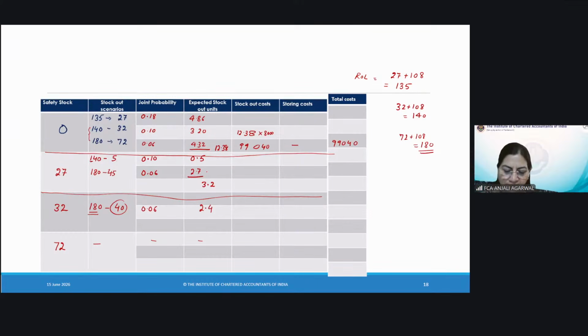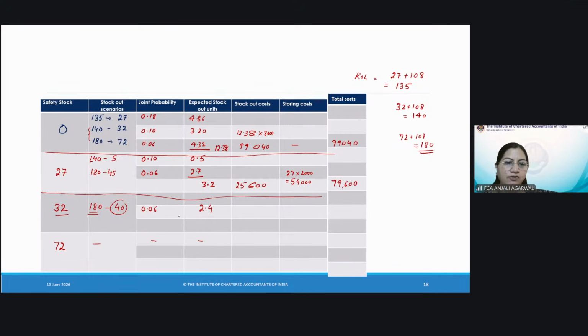In this scenario, it is 3.2 into 8,000, so it is 25,600. But I'm also keeping a stock of 27 units, and 27 into 2,000 will cost me 54,000. 54,000 plus 25,600, the total cost comes out to be 79,600.